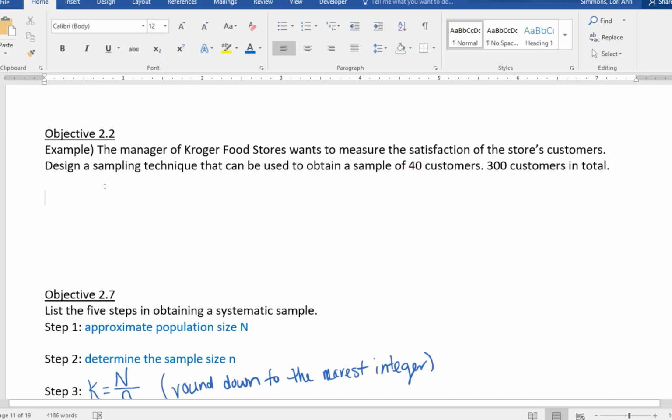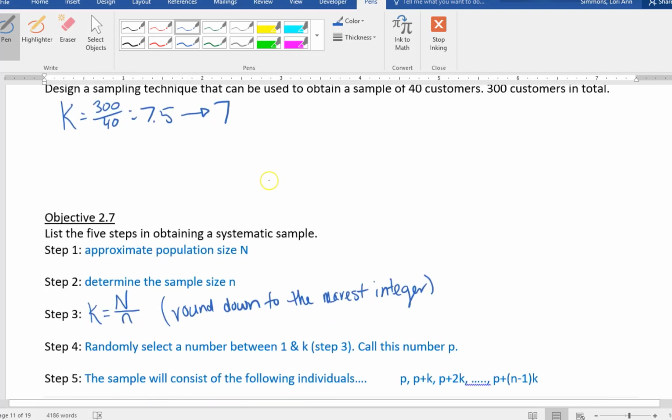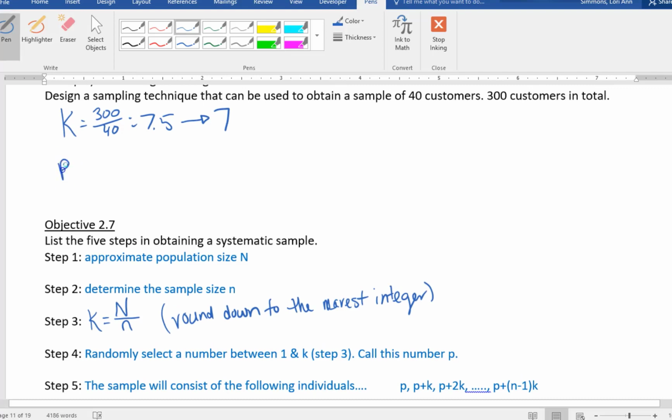So k will be equal to 300 divided by 40. That is 7.5. Then you round down to the nearest integer, so 7. Our p is a number between 1 and k. So on my calculator, we can figure out what the p will be. My random generator gave me p equaling 3.